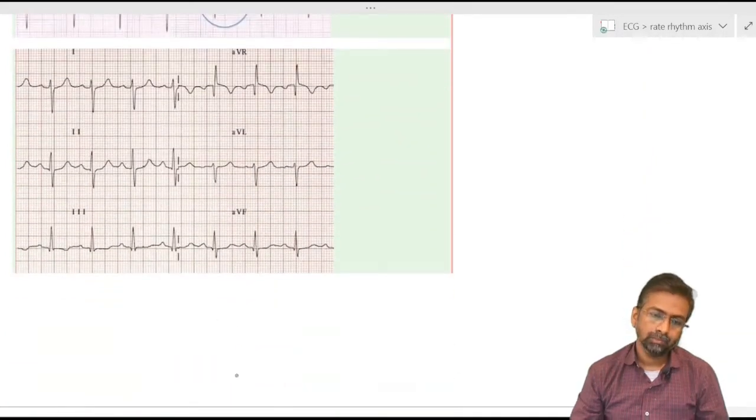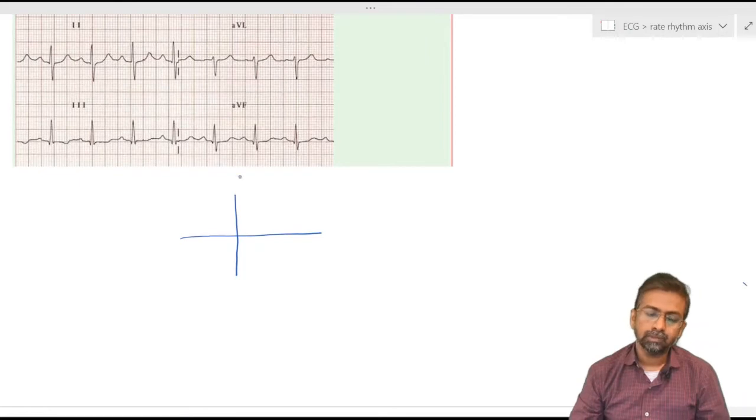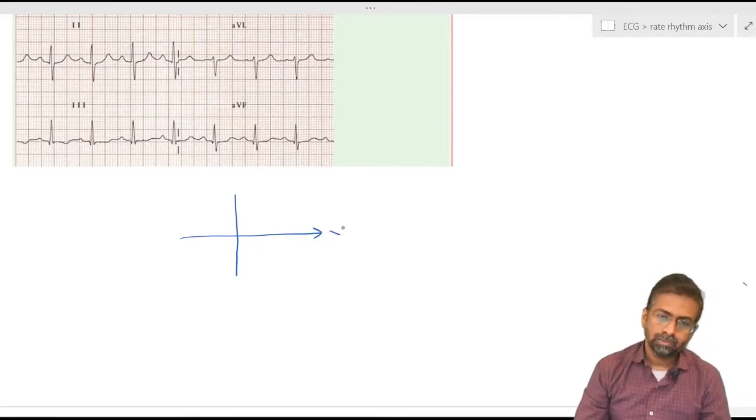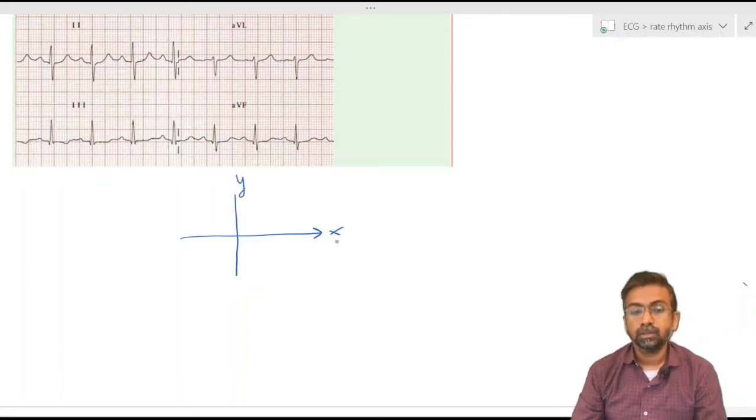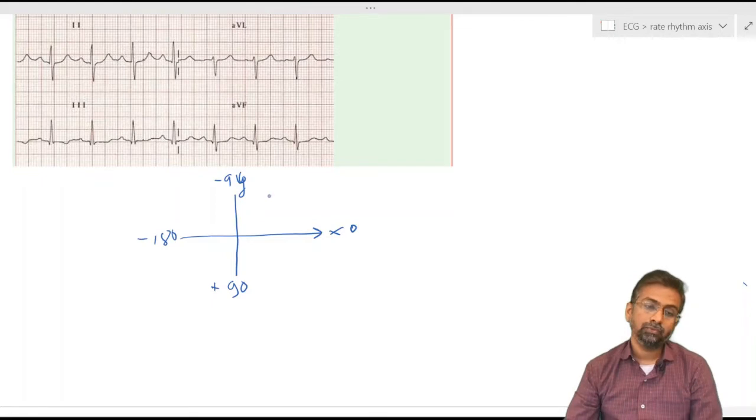Okay, let me draw here. So this is the x-axis. I think I taught you this in the previous lectures. This is the x-axis, y-axis, this is 0, this is plus 90, this is minus 90, this is minus 180. I told you it's a little bit different from the usual graph paper.